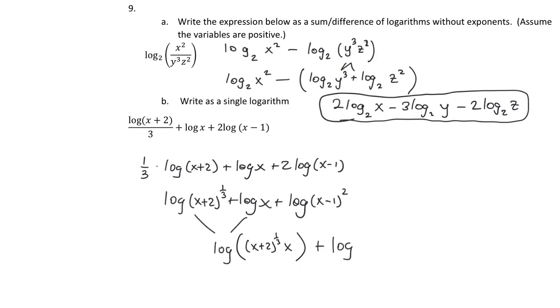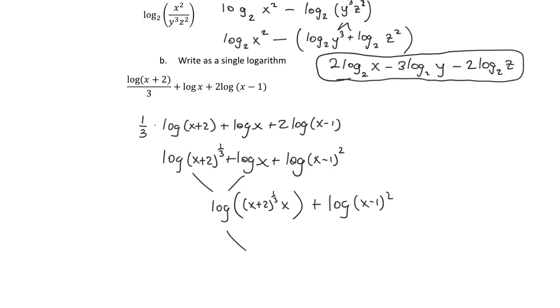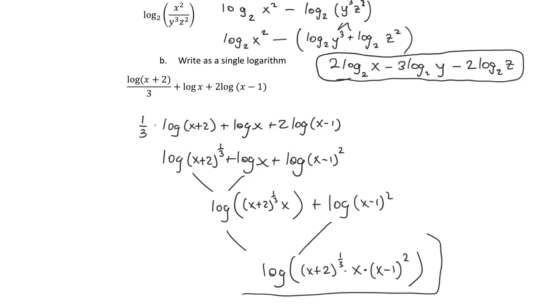And then I'm going to condense these using the product rule again. So these are all going to multiply. So one single logarithm, and then x plus 2 to the 1/3 is going to multiply x, and that's going to multiply x minus 1 squared. So they all form a product.